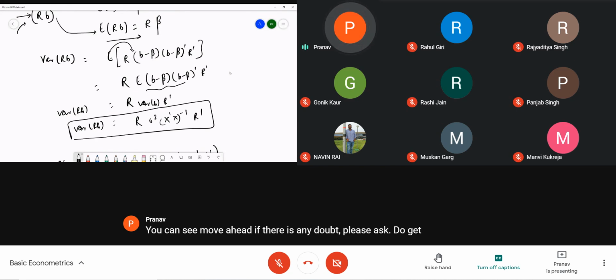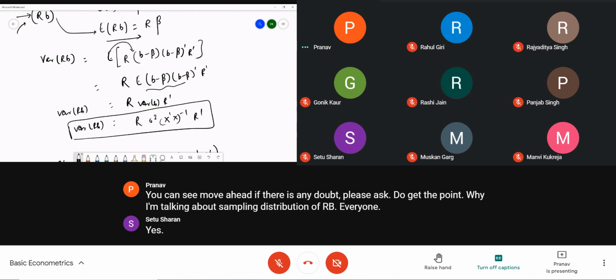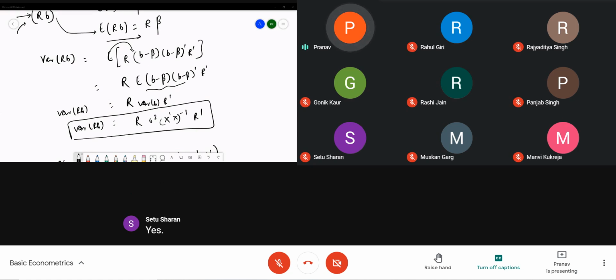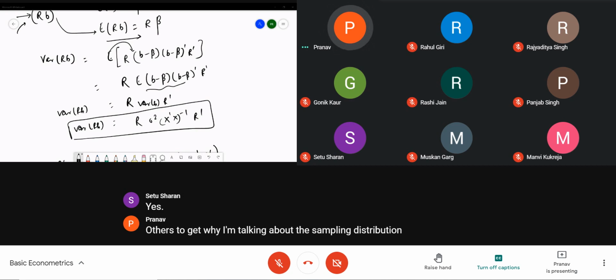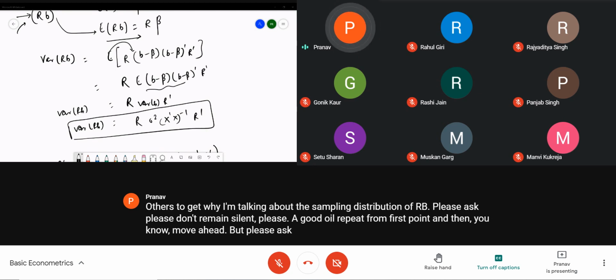Do you get the point why I'm talking about the sampling distribution of Rb? Everyone? Yes, sir. Others, do you get why I'm talking about the sampling distribution of Rb? Please ask, please don't remain silent. If there is a problem, I'll repeat from the first point and then move ahead. But please ask. Do you understand why I'm talking about Rb?